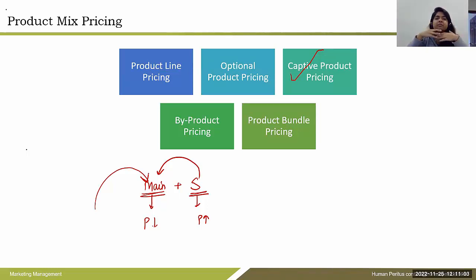So captive product pricing is a strategy wherein the company reduces the price of the main product, but increases the price of the subsidiary good so as to make profits. By-product pricing.